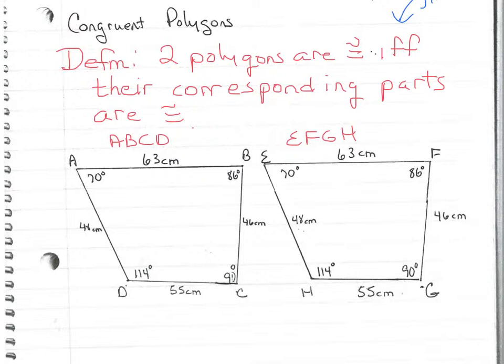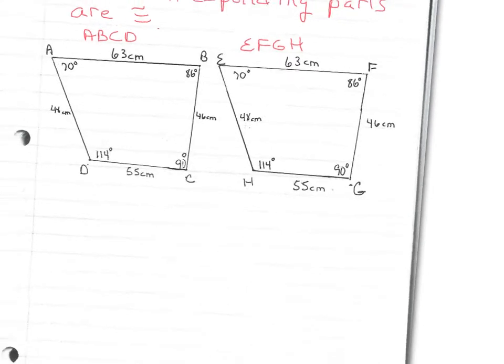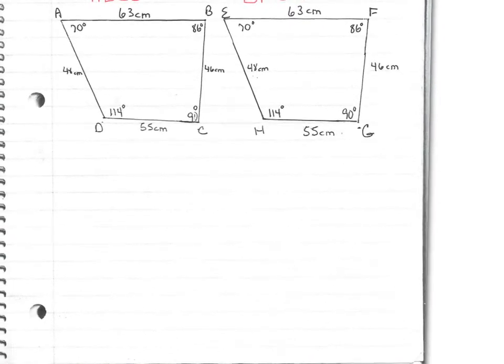So let's be sure everybody understands what those corresponding parts are. Okay, let me shrink that just a little. Let's talk about corresponding angles. What angle corresponds to angle A? Angle E. And in this particular set of polygons, they are congruent. What angle corresponds to angle B? Armando? Angle F.